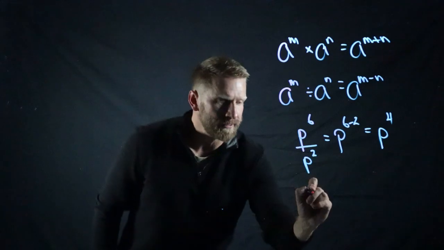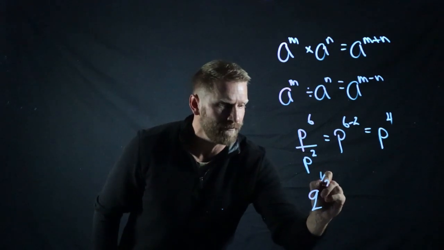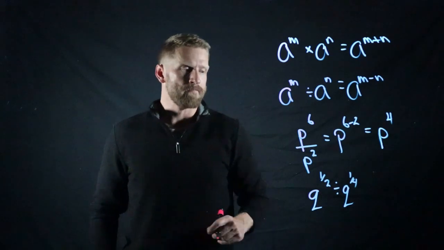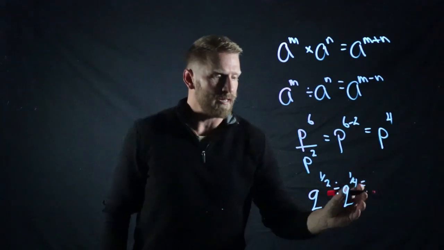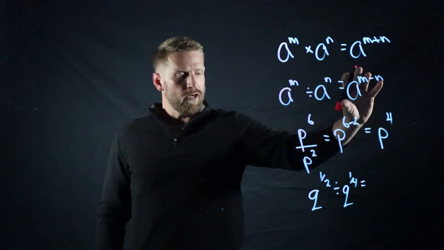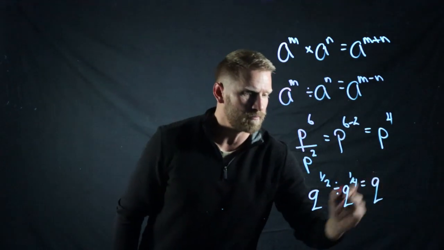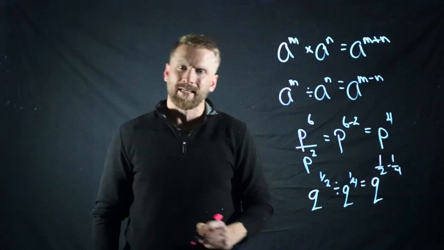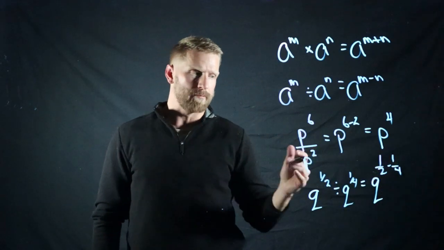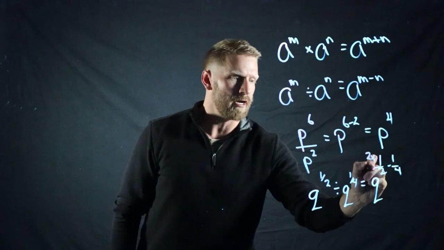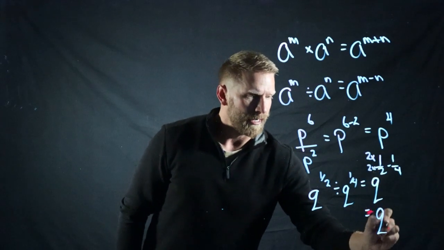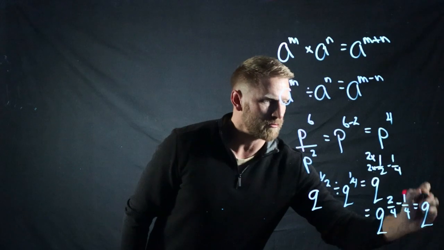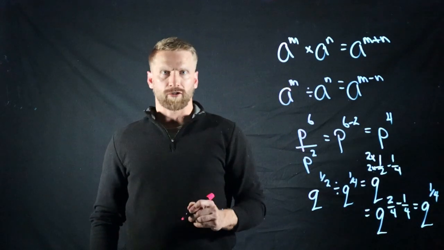Again, using fractions, I could have q to the 1/2 divided by q to the 1/4. Okay? And with that, again, according to my law, I just have to subtract my exponents. Now, 1/2 minus 1/4, again, you can't subtract fractions unless they have a common denominator. So I'm going to multiply the top and bottom by 2. I get q to the 2/4 minus 1/4, which leaves me with q to the 1/4.